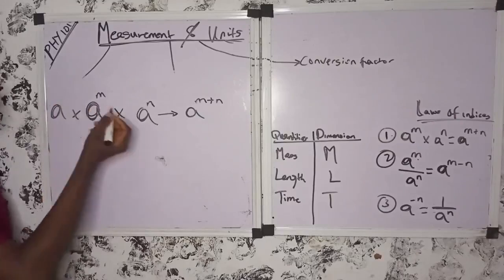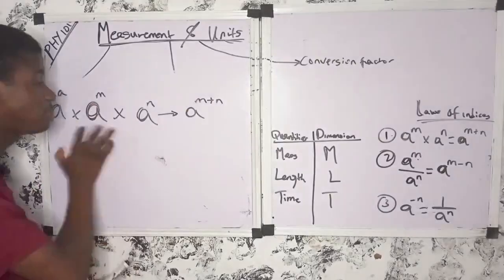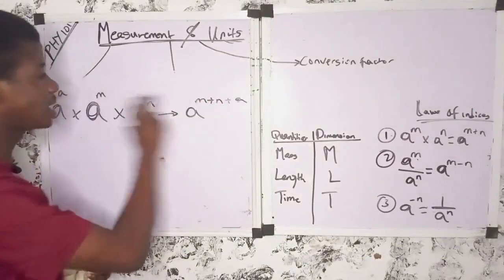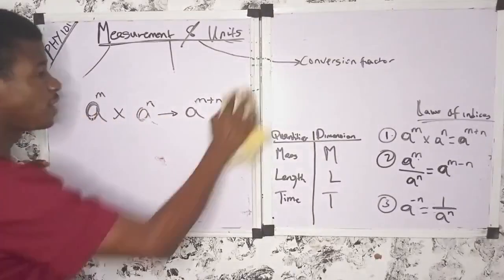Let me put A here, for example. When the same bases are multiplying each other, we take one of the bases and we add their powers, right? Yes, we will add their powers. Okay, so this is the very first law.